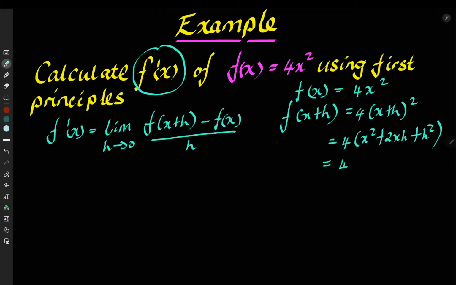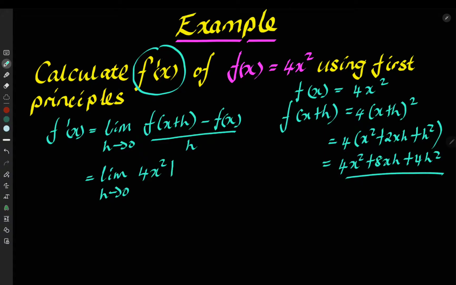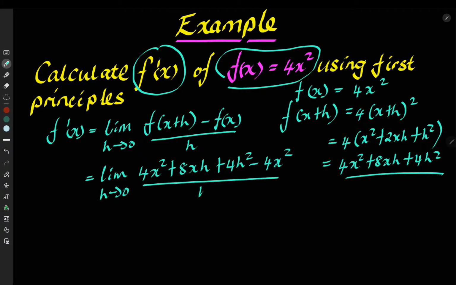And this can be simplified further to be 4x squared plus 8xh plus 4h squared. Now, with that in mind, we can substitute all these values into this formula. So then we don't drop our limit yet. We say lim h approaches 0. The function of x plus h is the whole thing here. So we rewrite that, which is 4x squared plus 8xh plus 4h squared minus the function of x. The function of x is just this function here, so that will be minus 4x squared. Then all divided by h.